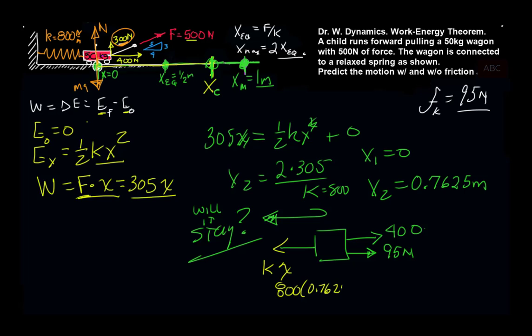0.7625, which is 610 newtons in the reverse direction, of which we have 495 in the forward direction. So we're not going to be able to stay here, we're going to return. Let's try to find out how far back it can go.